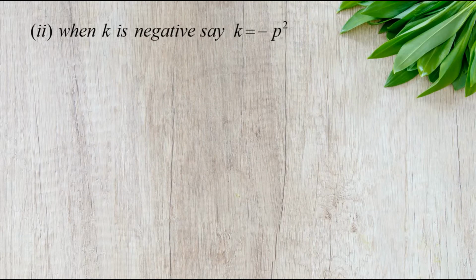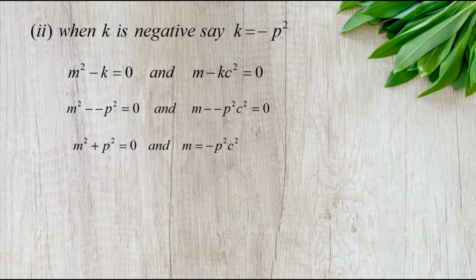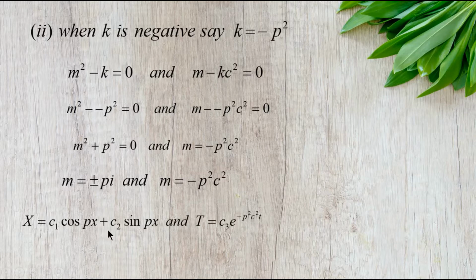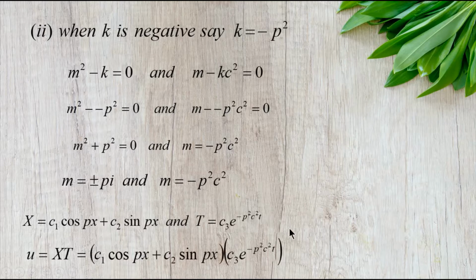Now consider the second case when k is negative, that is k = −p². Substitute the value of k in these auxiliary equations, and then solving further, you get ±ip and −p²c². Now these are the roots for writing the complementary function of capital X, and this is the root for writing the complementary function of capital T. Now upon writing the complementary function, and since it is a homogeneous equation, we get c1 cos px + c2 sin px as the complementary function of capital X. c3 e^(−p²c²t) is the complementary function of capital T. Substituting in this solution, we get this as an equation.